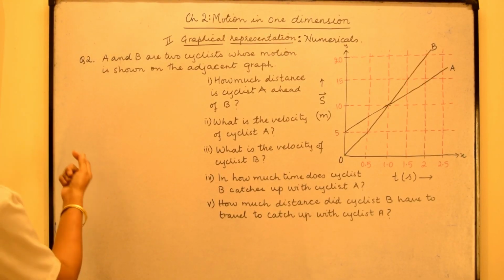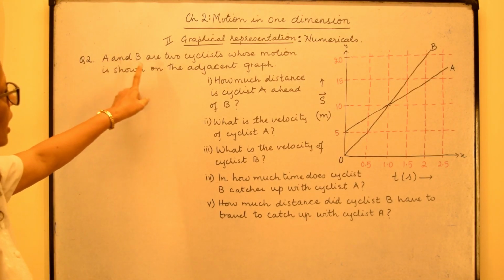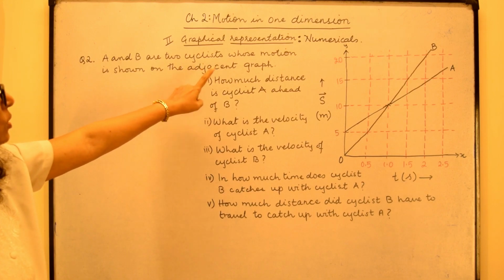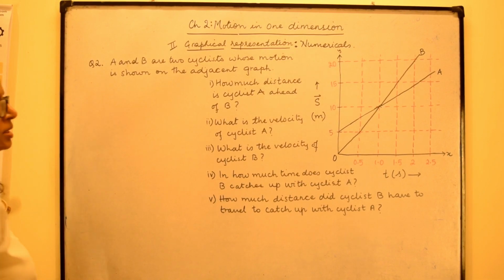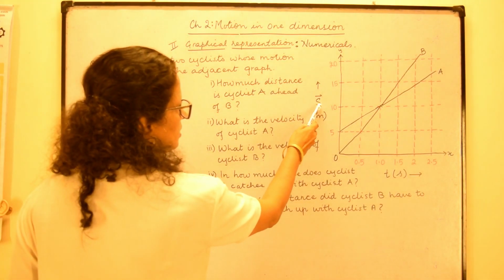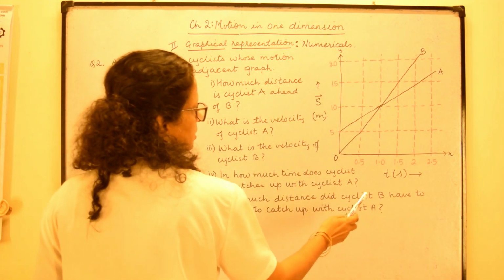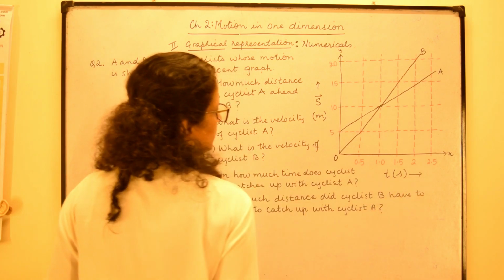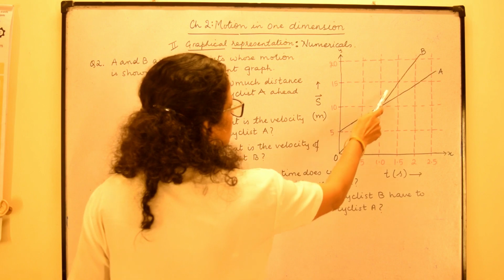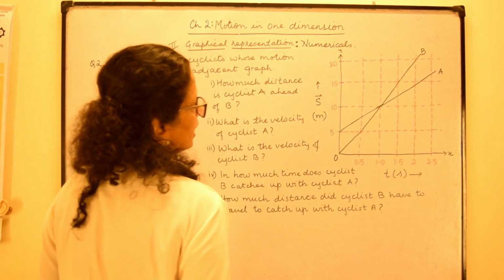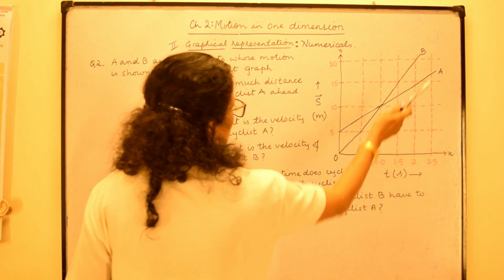Now we come to our second question. In the second question, A and B are two cyclists whose motion is shown in the adjacent graph. So you can see displacement is on the y-axis and time is on the x-axis. From 0, this line goes, that is the motion of cyclist B, and from this 5 you can see the motion of A.